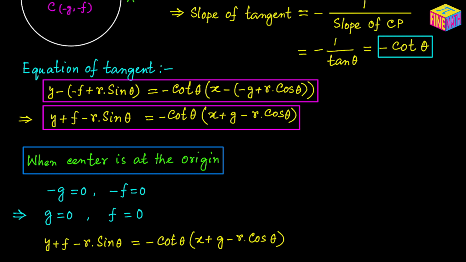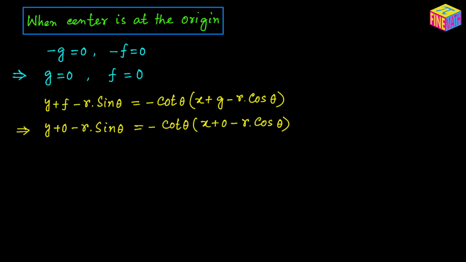Now I'm going to plug in 0 for g and 0 for f in our equation here. Our equation is going to look like this: y plus 0 minus r times sine of theta. So in place of f I have used 0. This is equal to negative cotangent of theta times x plus 0 minus r times cosine of theta. In place of g also I am using 0. And if we simplify it, the equation is going to look like this.